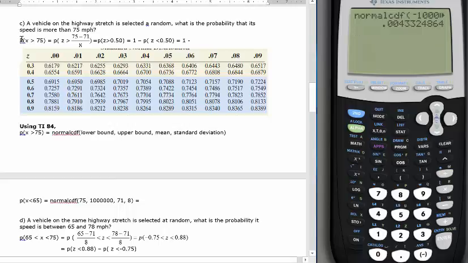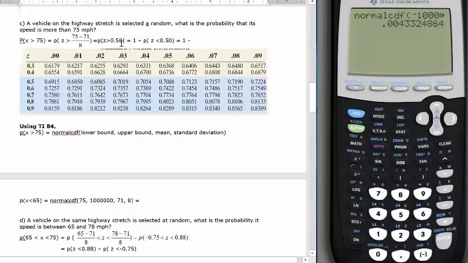You need to write this: probability of X more than 75 equals probability of Z greater than... I'm changing 75 to a Z-score. 75 minus 71 divided by 8, that will be 4 over 8, which is 0.50.